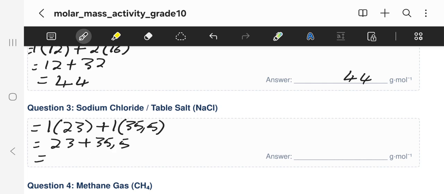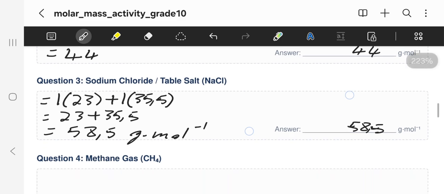When I add these numbers together, they are going to give me 58,5. So my answer is going to be 58,5 grams per mole. You can also write it here, grams per mole. Okay, the unit. It's just that I have it here already. That's why I'm not writing it here. All right. I hope, guys, so far you are moving with me.